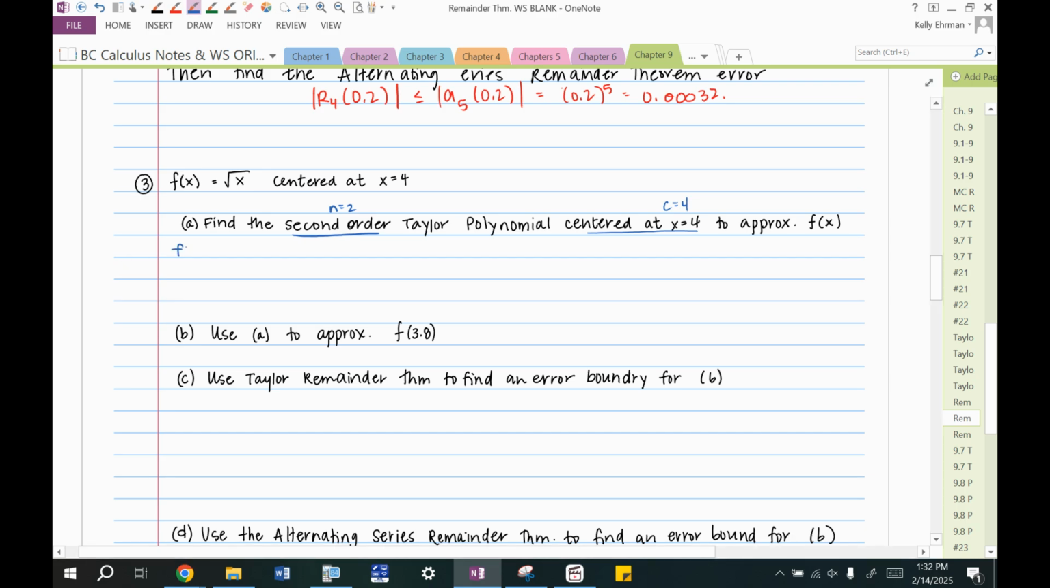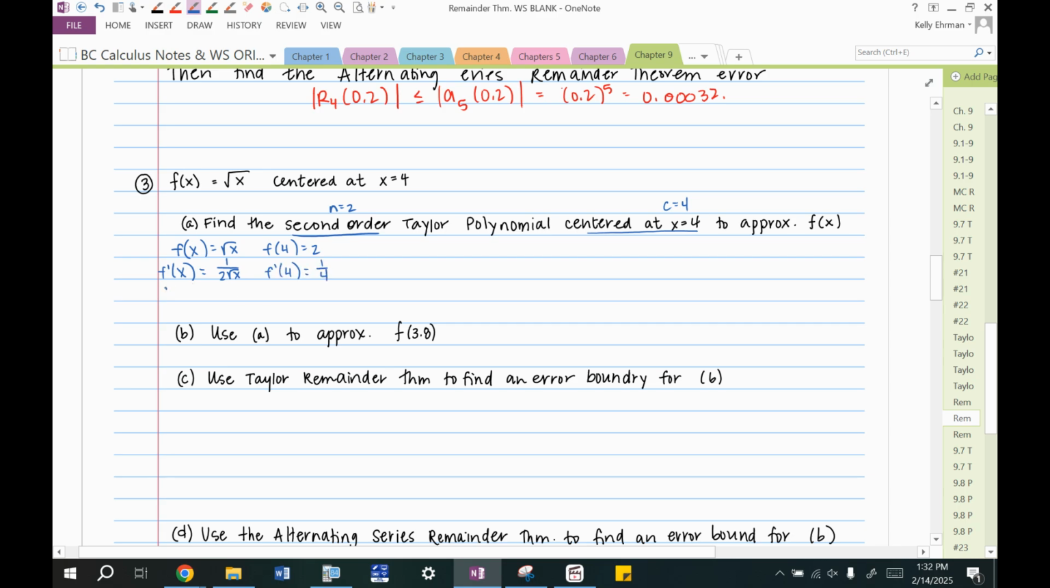We're going to need f of, we're centered at 4. So f of x is equal to radical x. F of 4 is equal to 2. And then f prime of x is 1/2 x to the negative 1/2. So that's 1 over 2 radical x. F prime of 4, 1 over 2 times 2 is 1/4.